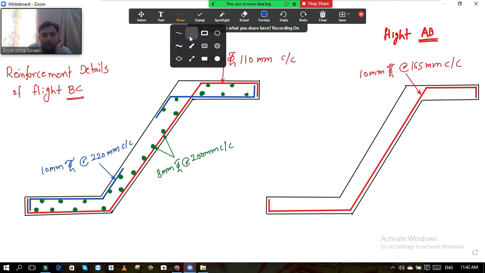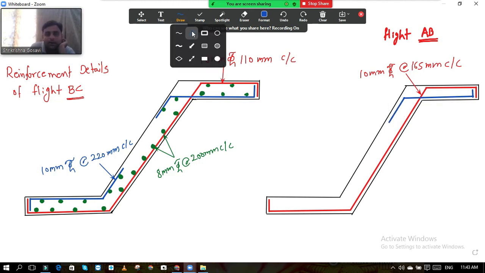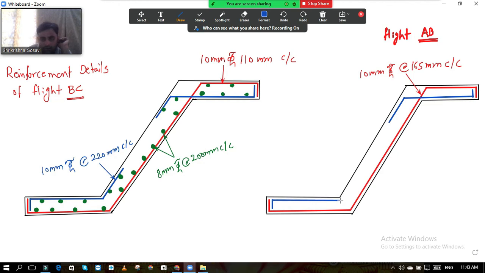Then again we will draw the top extra bar. This top extra bar will be like this. It will come up to the development length. You know now how to calculate the development length: phi sigma s upon 4 tau bd. This is the formula for development length. We have seen it in DCS1 also. From there you will get the formula and come to know how much length will be there to project these top extra bars.